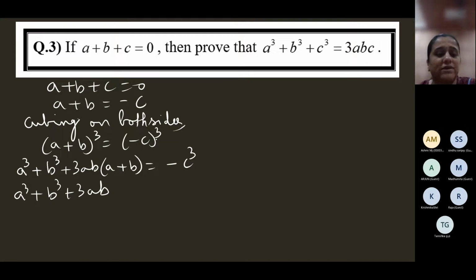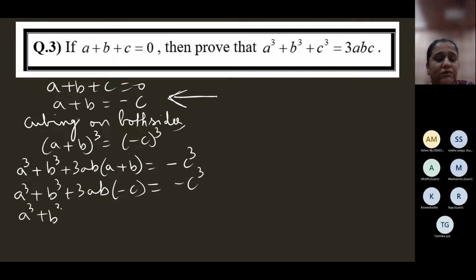Now what is A plus B? Go back here. See here, what is A plus B? It's equal to minus C. So instead of this A plus B, you say minus C. This 3AB we write as it is. In the bracket, we have A plus B, so instead of A plus B, you write minus C. So A cubed plus B cubed, when you multiply plus 3AB into minus C, you'll get minus 3ABC, is equal to minus C cubed.